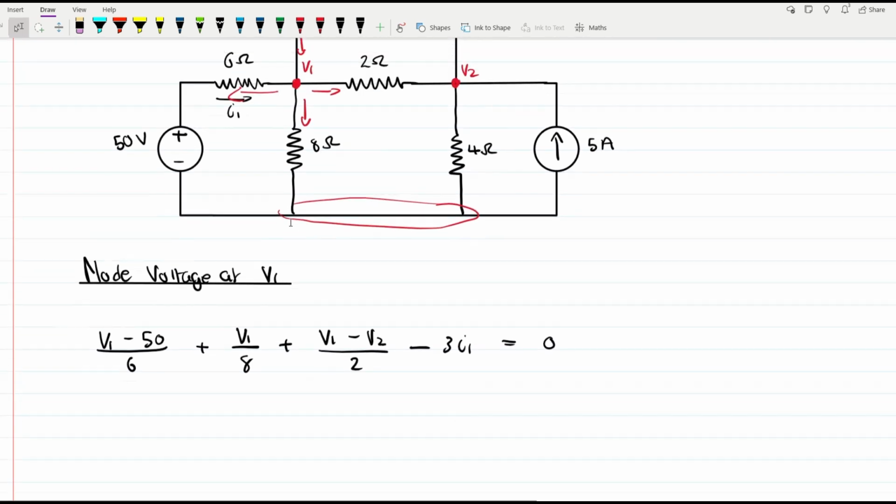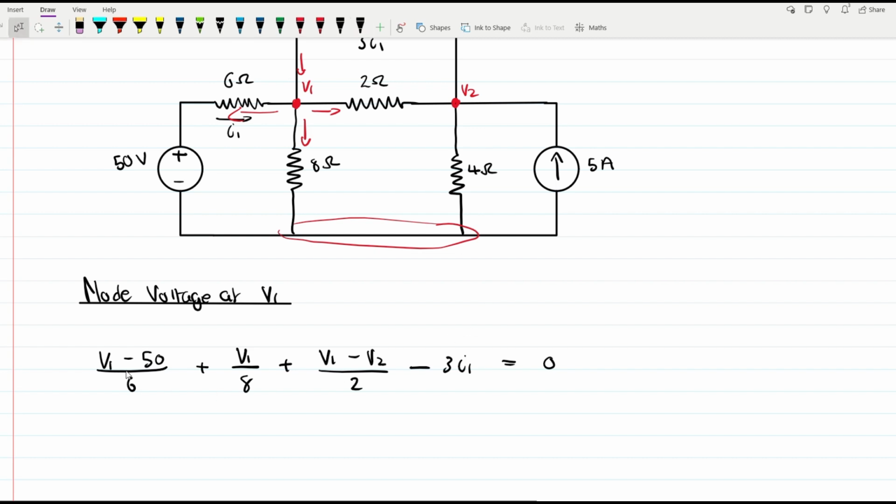So we have V1 and V2 as our variables, but we also have I1 as one of the variables. So we have to get rid of it. So we're going to go here and say I1 is equal to 50 minus V1 divided by the 6 ohm resistor.